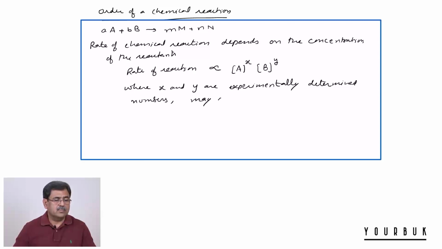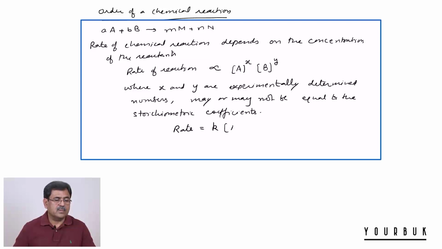x and y may or may not be equal to the stoichiometric coefficients. And this proportionality constant is called K. So rate is equal to K into A raised to power x and B raised to power y. Now this is called the rate law. This is called the rate expression.